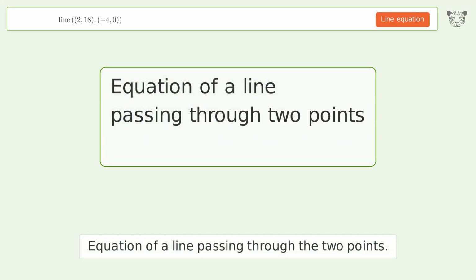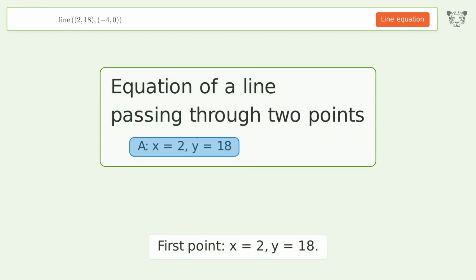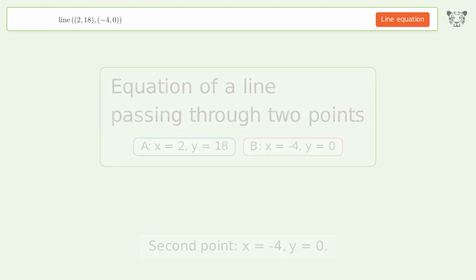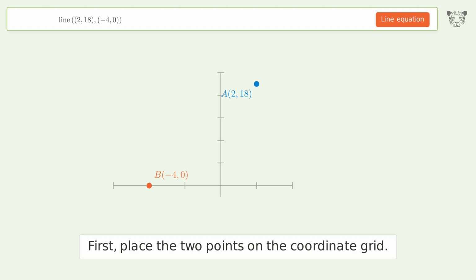Equation of a line passing through 2 points. The first point has x equals 2, and y equals 18. The second point has x equals -4, and y equals 0. First, place the 2 points on the coordinate grid.